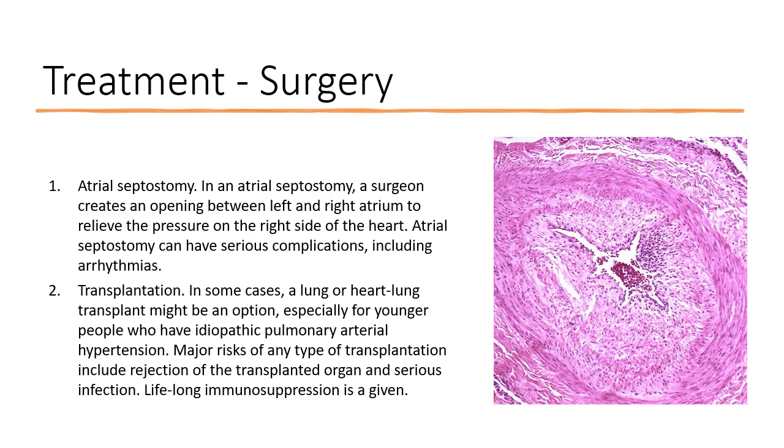Second is transplantation. In some cases, a lung or heart-lung transplant might be an option, especially for younger people who have idiopathic pulmonary arterial hypertension. Major risks of any type of transplantation include rejection of the transplanted organ and serious infection. Lifelong immunosuppression is always a given.